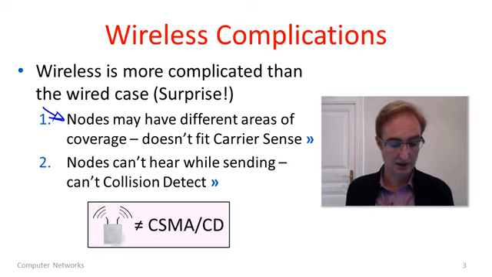The second complication is that nodes can't easily hear one another while sending. There can be enormous differences in the power level between a signal that's sent and received. The received one can be so much weaker that it's difficult to hear both signals at the same time, so it's difficult to detect collisions. So we'll have to come up with alternatives to that.